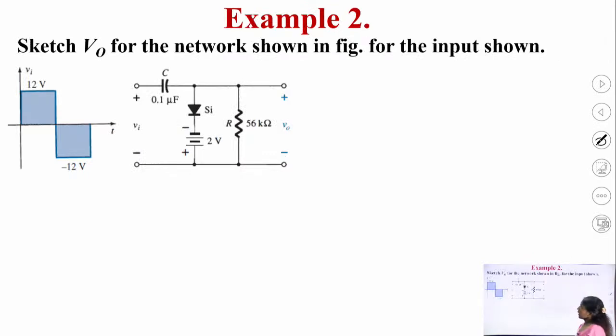Okay. So, this is another circuit which I would like to take up. Here the diode is connected in a fashion that during the first positive half cycle your diode is going to be in a forward bias state, that we can see with the help of the direction of the diode.